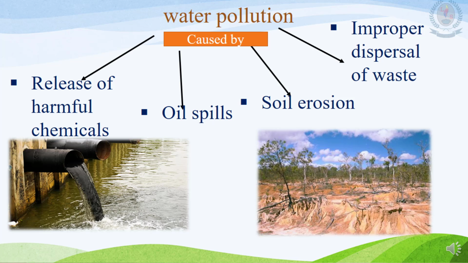The third cause is soil erosion. So, when loose soil from cleared forests is washed into ponds, rivers or lakes, the water becomes murky. And children, this reduces the amount of light that reaches plants in the water, and by that it prevents photosynthesis from taking place. So the last cause is improper dispersal of waste.